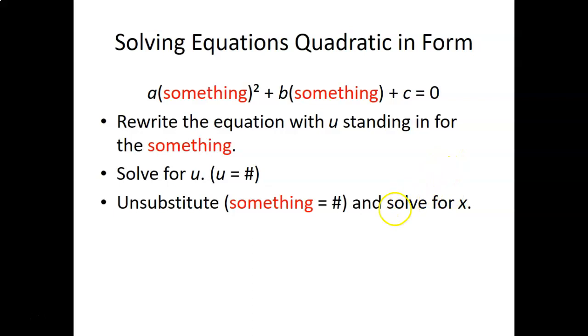Here's our strategy. I'm going to make a substitution that makes it actually become a quadratic equation. I'm going to use a different letter, u, to stand for the something that's being squared and then just appears by itself. So once I make that substitution, it's going to be a quadratic equation. We can go ahead and solve it to find out what u has to equal, and then we can unsubstitute. We can replace u back with the thing that it's standing for and finish solving for the original variable, x or whatever it was.